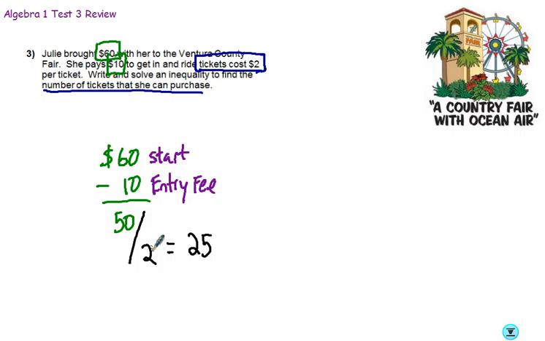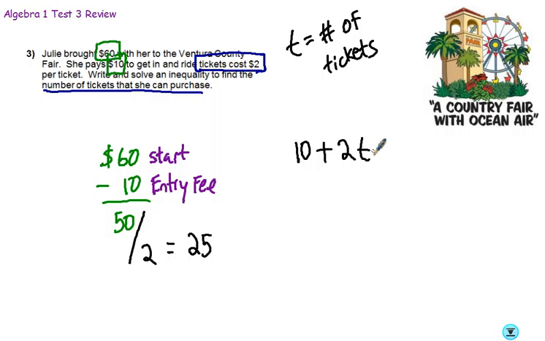Let's first of all think about what it costs to get in. So it's $10 to get in, plus what? Well, $2 a ticket. We don't have to use X all the time. Let's do T for number of tickets. So $10 plus 2T, and then we've got $60 to spend. And now again, I'm not going to say equals here because I don't have to spend all $60. Just because you have money to spend doesn't mean you have to spend it all.